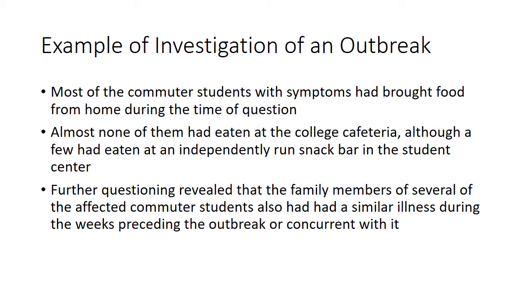Further questioning revealed that the family members of several of the affected commuter students also had similar illnesses during the week preceding the outbreak, or at least concurrent with it. So this may be like, okay, maybe these are secondary cases that are now being spread from the commuter students back to their family members.